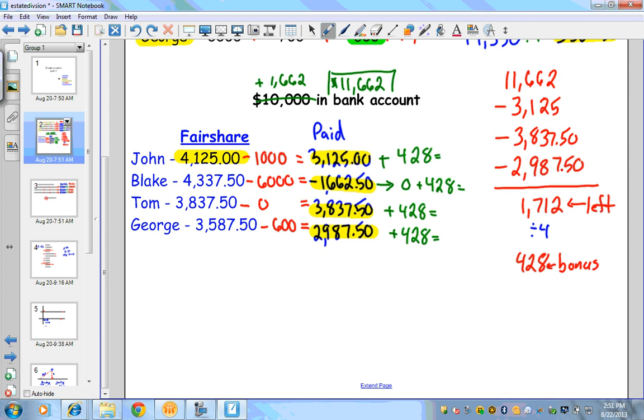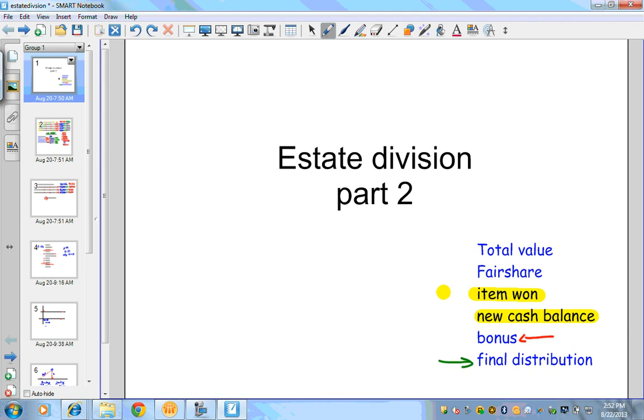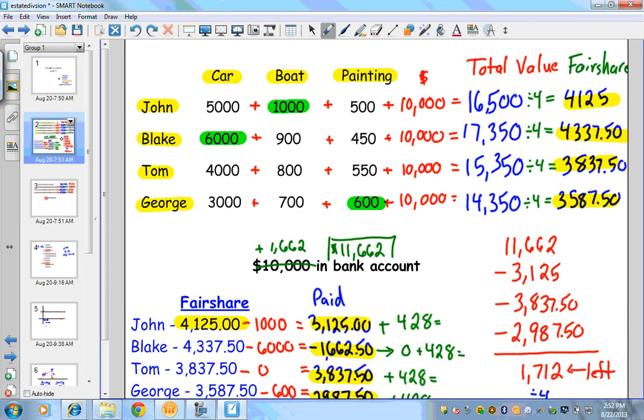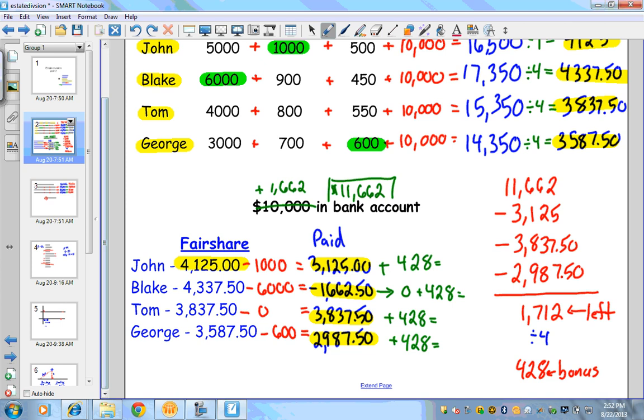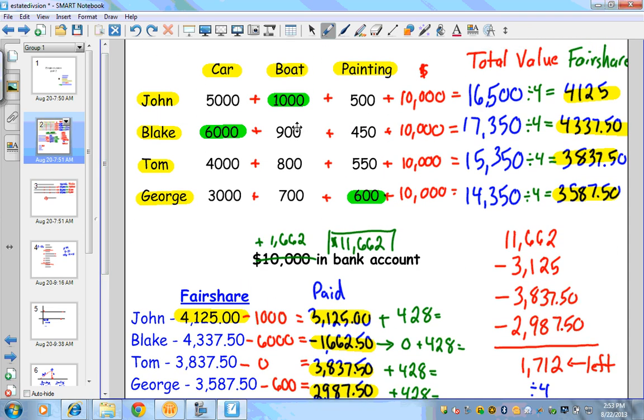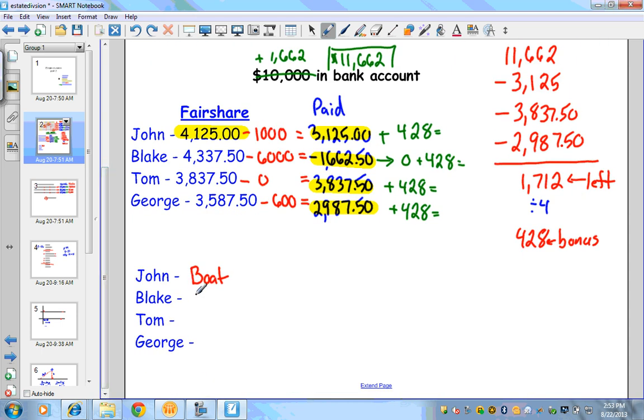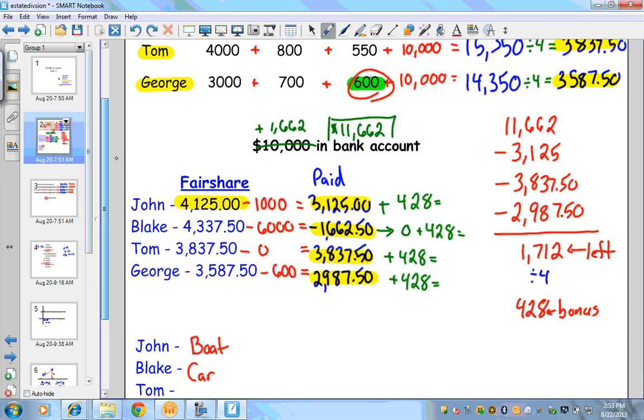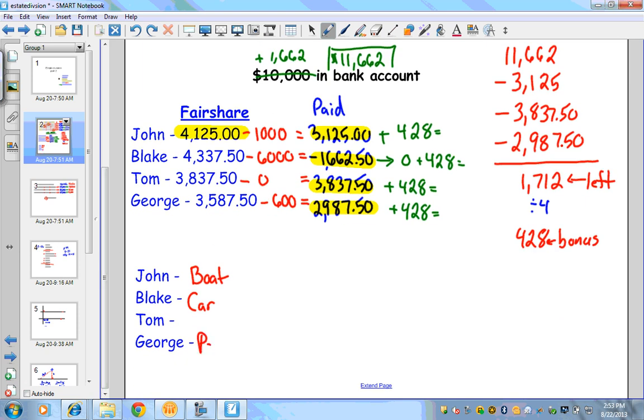And so what's going to happen is we're going to have our last slide here, our final distribution. John ended up winning the boat. So this is the item that John won, because if you remember going back to our initial table here, John won the boat, Blake won the car, and George won the painting. So moving down to my final distribution, Blake won the car, and I believe George won the painting. And if you remember, Tom did not win anything.